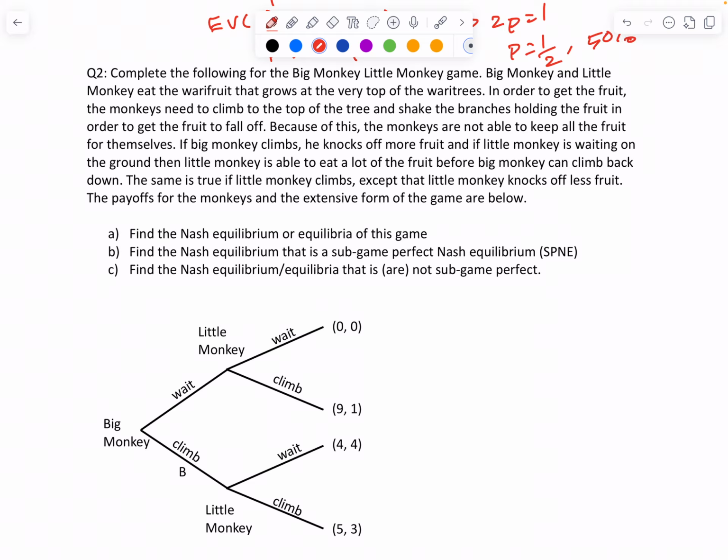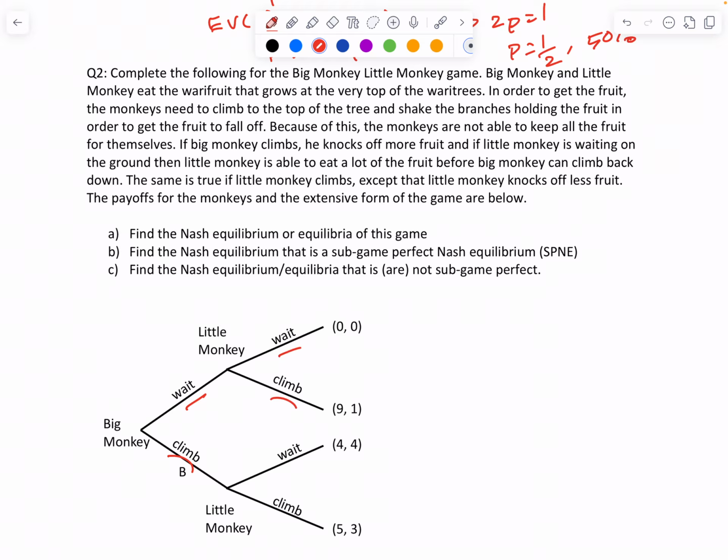All right, so each monkey has the option to either wait and see if the other is going to climb the tree and shake the branch, or just climb the tree and shake the branch, right? And so big monkey has two options. He can either wait or climb and shake the branch. And then little monkey, depending on what big monkey does, can also do the same thing. Can either wait or climb.